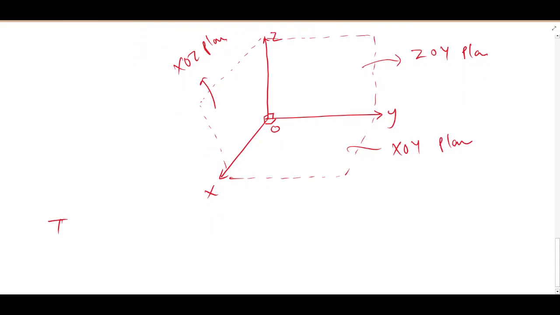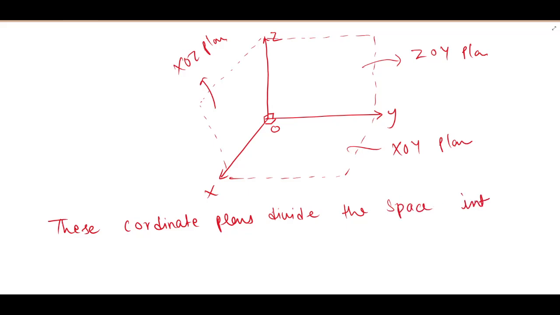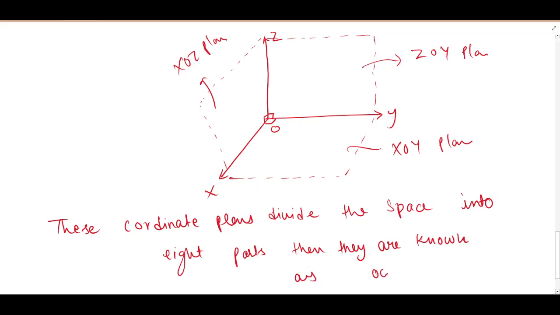When these coordinate planes divide the space into 8 parts, they are known as octants.